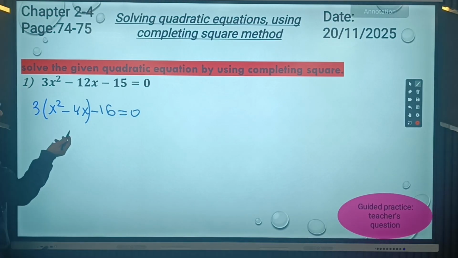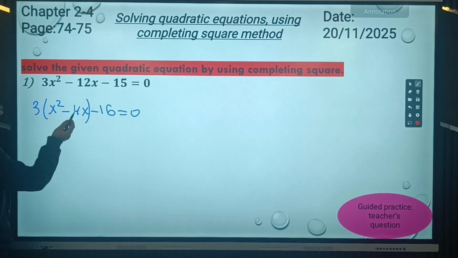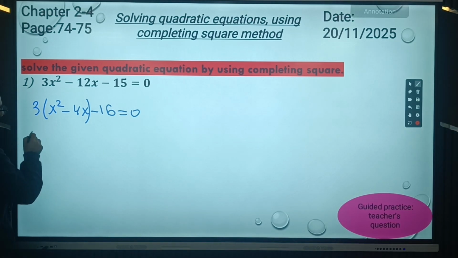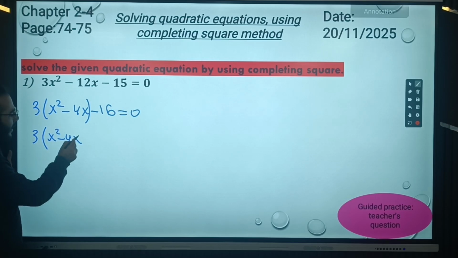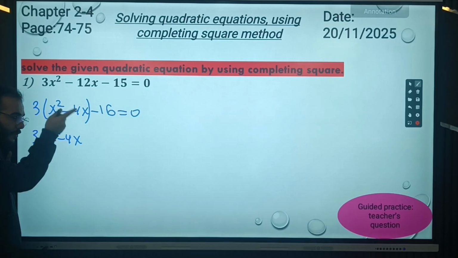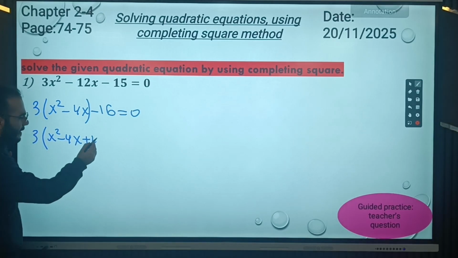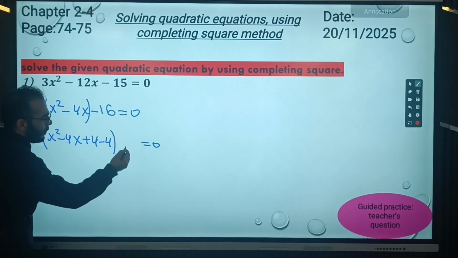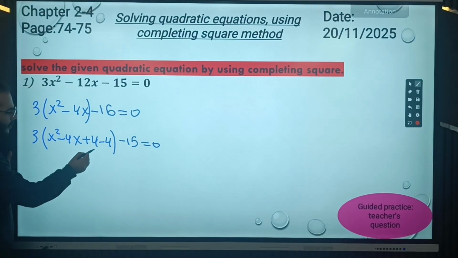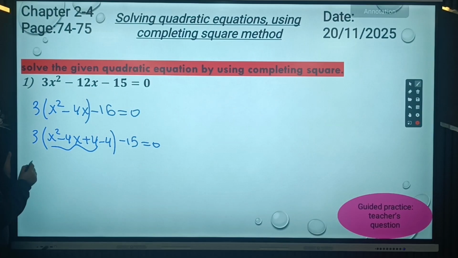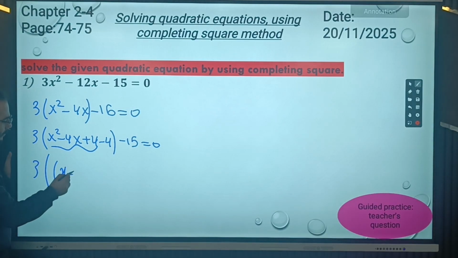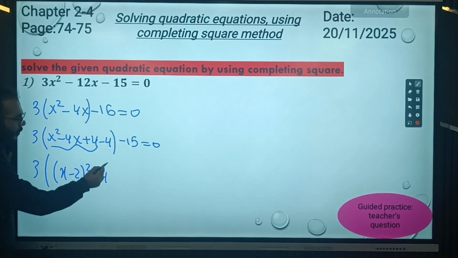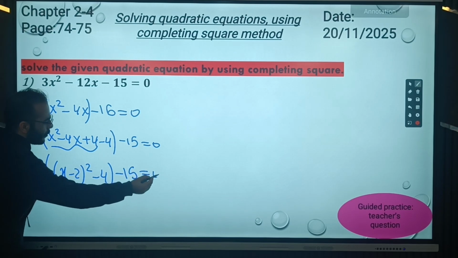Then right now, make the square completed. So x squared minus 4x. What is the coefficient of x? 4. Divided by 2, 2. Powered by 2, 4. Added and subtracted. Minus 15 equals to 0. So the first 3 terms make a perfect square form, which is 3 times x minus 2 powered by 2, minus 4, minus 15 equals to 0.